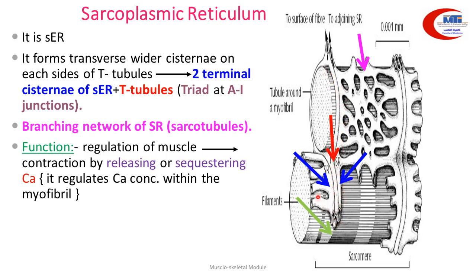And this triad, formed of the transverse T-tubule and two terminal cisternae on either side, is present at the AI junction, at the junction between the A band and I band. This sarcoplasmic reticulum stores the calcium for regulation of muscle contraction. It releases the calcium during muscle contraction and sequesters it during relaxation.